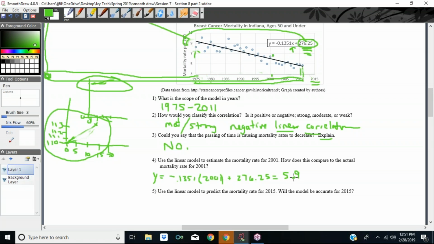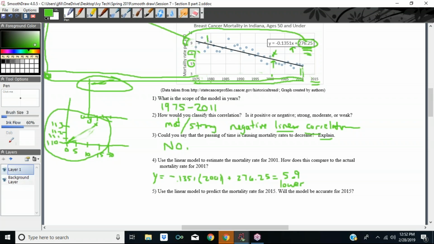All right, so I just popped it in my calculator and got 5.9. So let's look. Here's 5 and 7, and the dot is right up here. It's close to 6, close to 7, isn't it? Notice that our line is below the actual value. So it says here, how does this compare to the actual mortality rate for 2001? And it's actually lower. So the prediction is lower. We can see that from the graph because the line is actually lower than the dot.